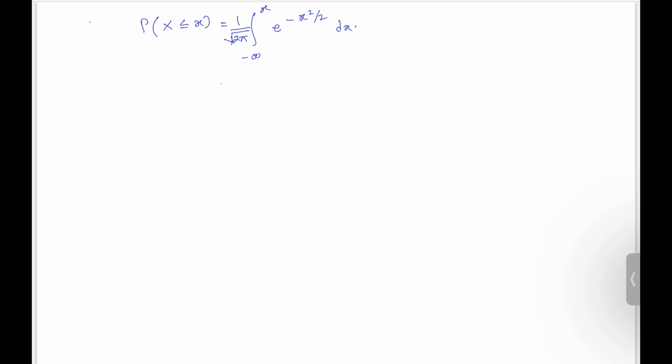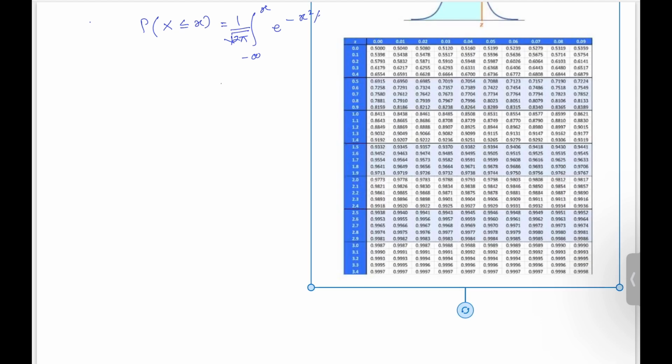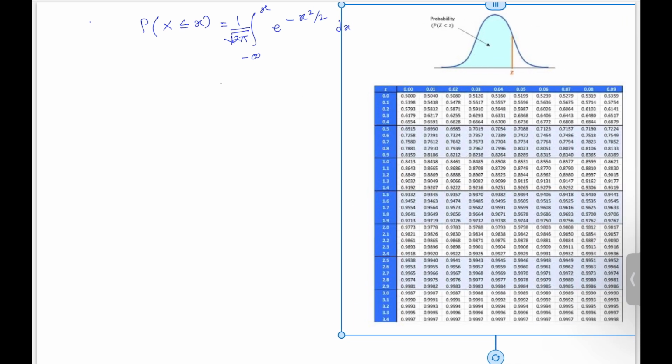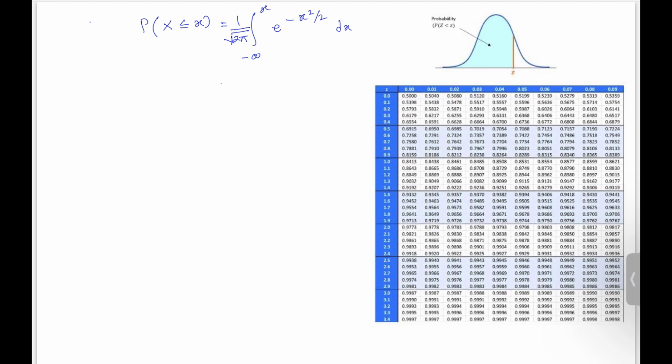So in short, I will just show you what this table is and what information this table contains, right? So let me first of all bring this table in front of you. So this is the standard normal table. Standard normal table means it will have the mean 0 and variance 1, right?